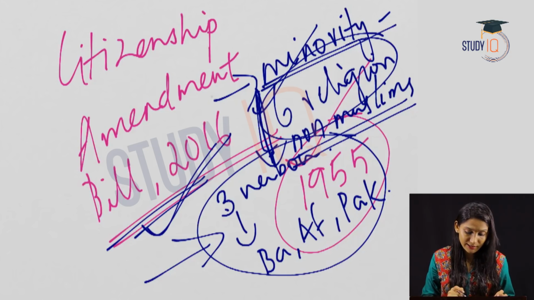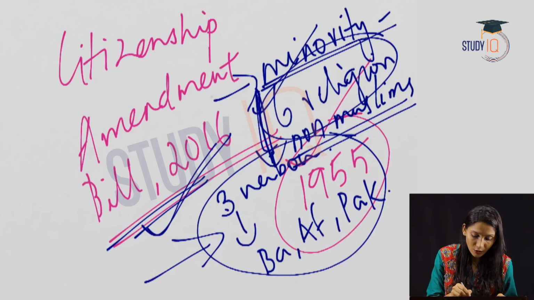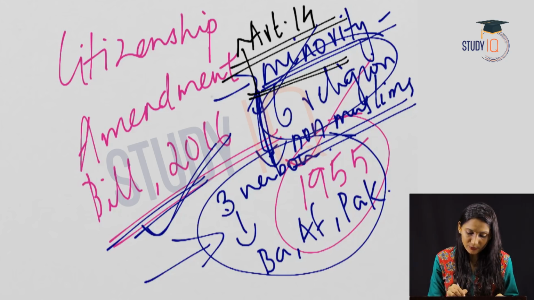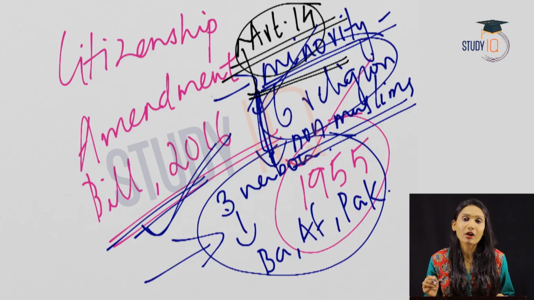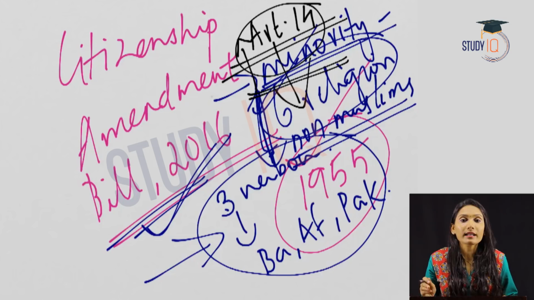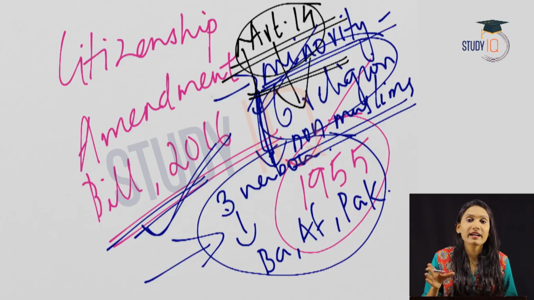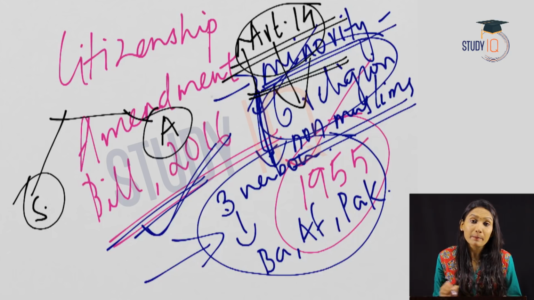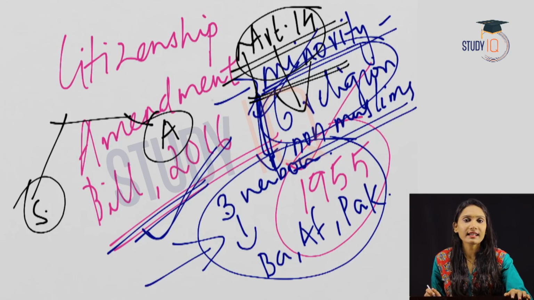So Muslims are excluded. Here itself there is a controversy. What is that? This is against Article 14 of the Indian Constitution. So what is Article 14? According to Article 14, you cannot discriminate against a person on the basis of religion for citizenship. The ongoing protest in Assam has divided the state into two groups, one group supporting the bill and one group against the bill. Let us see this issue in detail in this lecture.